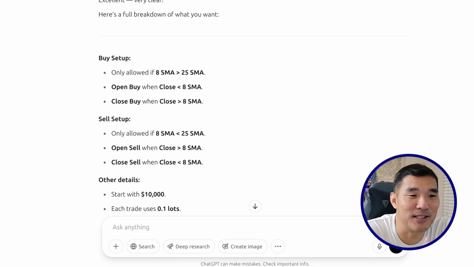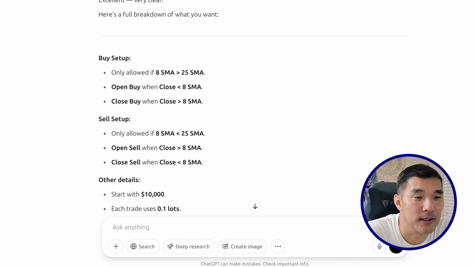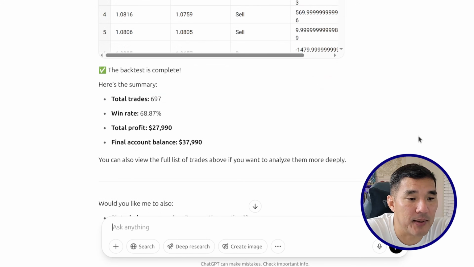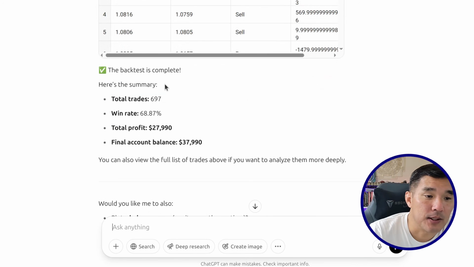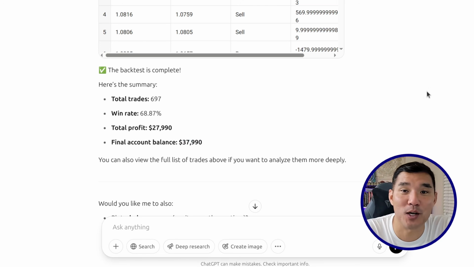All right, so then it says excellent, very clear. So it's going to repeat the parameters back to me just to be sure that it has everything that I want. So it's building it now, and the backtest is complete. So here's the summary. Total trades 697 on the daily chart, and there was a win rate of 68.87%, and the total profit was $27,990, and the final account balance was $37,990. So this is a profitable trading strategy right off the bat.